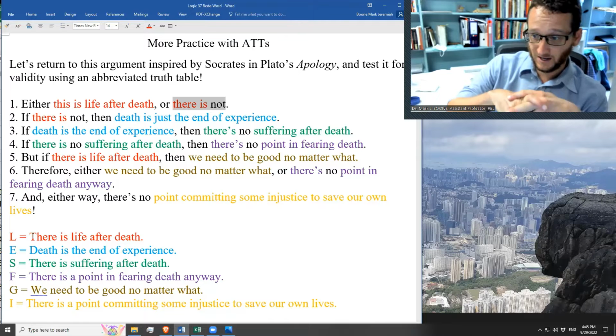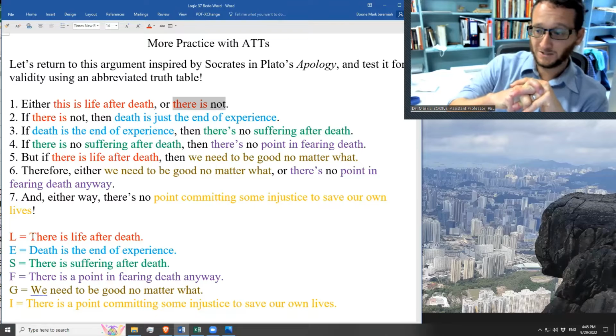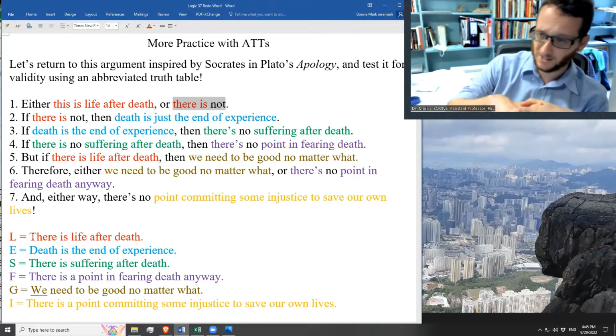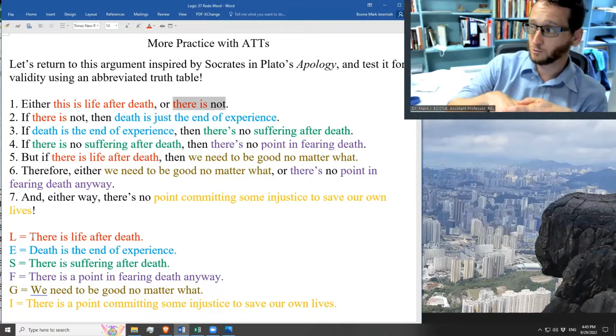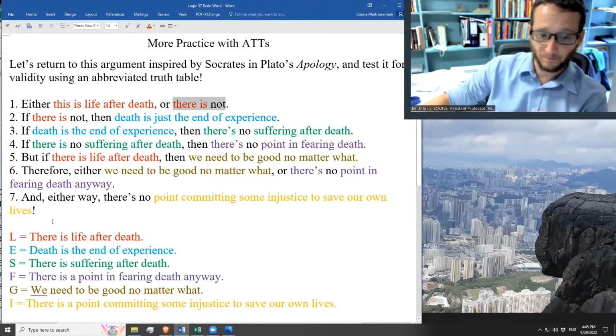L is there is life after death. That's one of the atomic propositions. We'll symbolize it with L below. E is death is the end of experience. S is there is suffering after death. F is there is a point in fearing death anyway. G is we need to be good no matter what. I is there is a point committing some injustice to save our own lives. Now, Socrates does not say that there is a point committing some injustice to save our own lives. He says there is not. So his conclusion is not going to be that atomic proposition, but the compound proposition that is a denial of that atomic proposition.